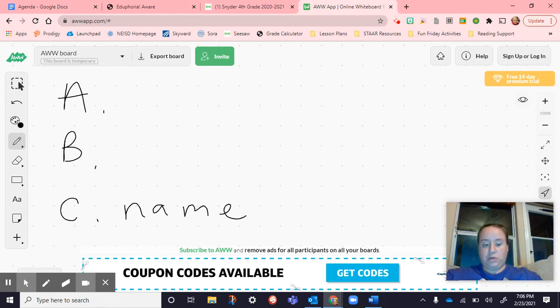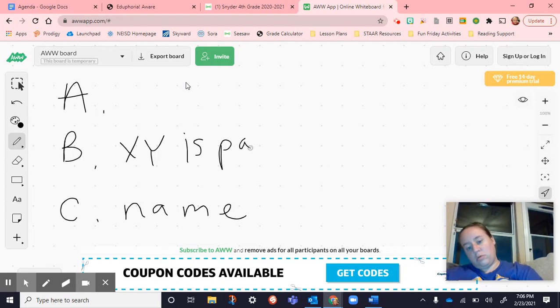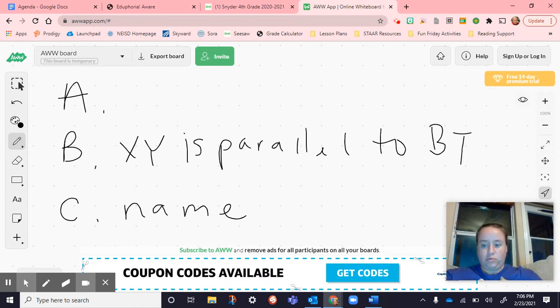B wants you to put line segments that, I believe the question says, are parallel. So you're going to put blank is parallel to blank, or you could write it out. I'm not going to put the right letters, so you could say XY is parallel to BT. I'm just making something up. So write it out if you can't use the symbols.